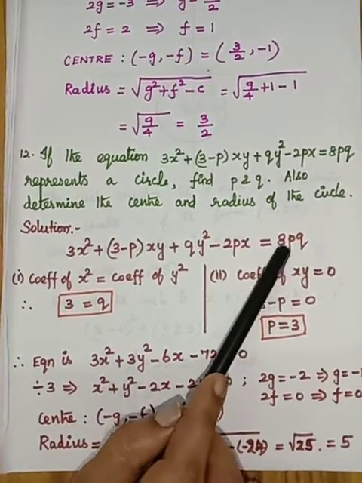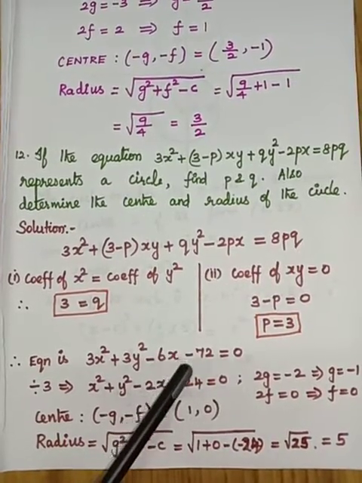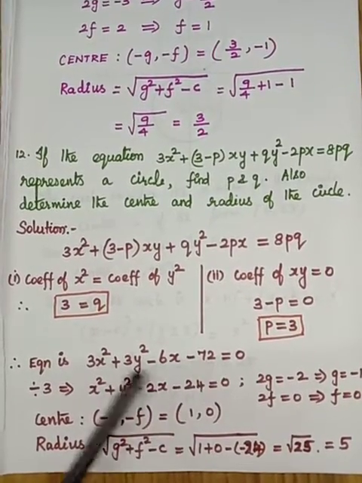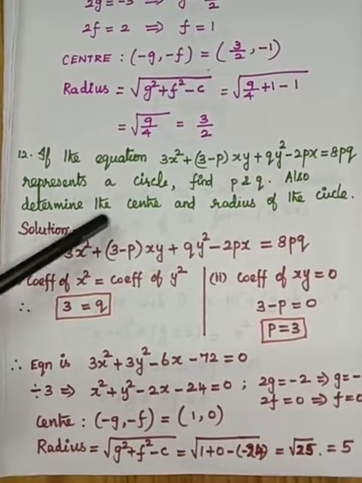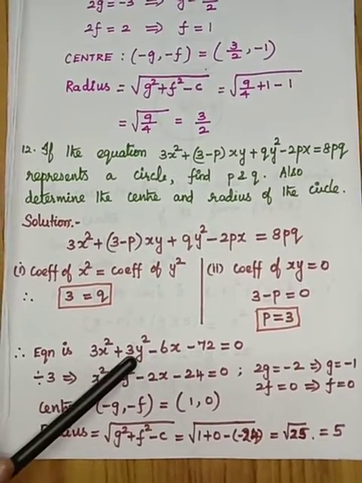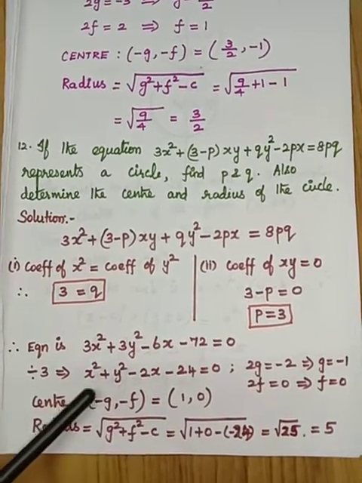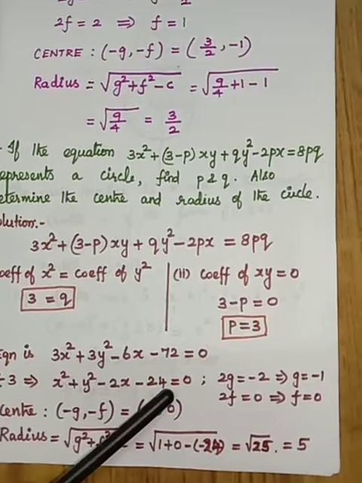So see here, 8 into 3 into 3, so it is 72. When you bring it to the left side, it is minus 72. So what is asked: determine the center and radius. Center and radius means the coefficient of x squared and the coefficient of y squared should be 1. So it has to be divided by 3. When it is divided by 3, you will get this answer.